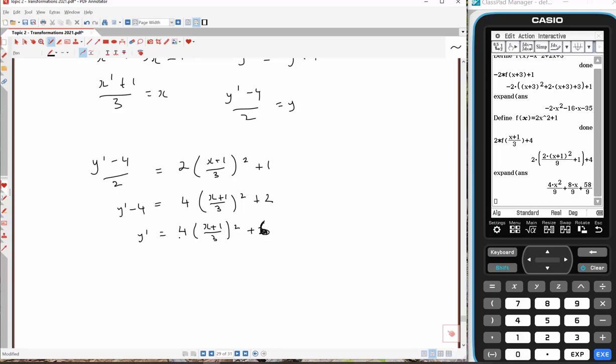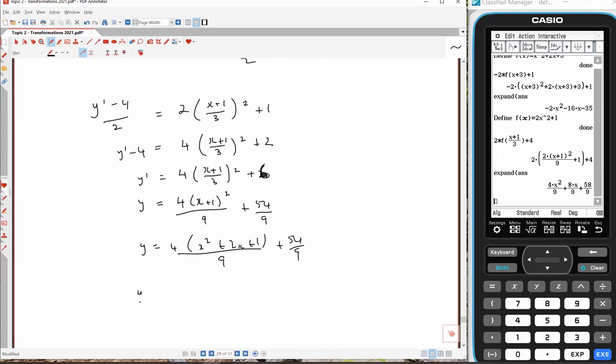Okay, so now what I'll do is start to manipulate. I'm just going to drop this dash as well. So I've got 4x plus 1 squared over 9 plus 9 sixes are 54 over 9. Y equals 4x squared plus 2x plus 1 over 9 plus 54 over 9. Y equals 4x squared plus 8x plus 4 all over 9 plus 54 over 9.